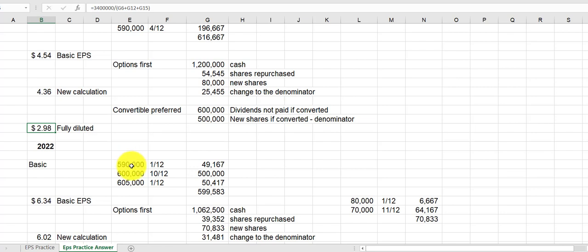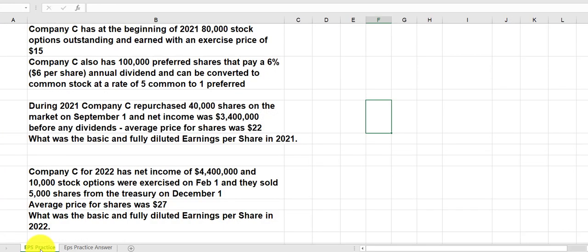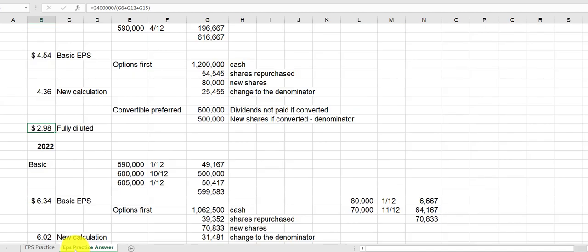So we have 590,000 that are outstanding at the beginning for January. And then we have the 10,000 stock options making our shares go up by 10,000. And that's the case for 10 months, right? From February 1 all the way to December 1. And then we sell an additional 5,000 shares. So we're up to 605 for the last month. Multiply all those by the time period, add it up, and we get 599,583 as the weighted average shares outstanding for basic.